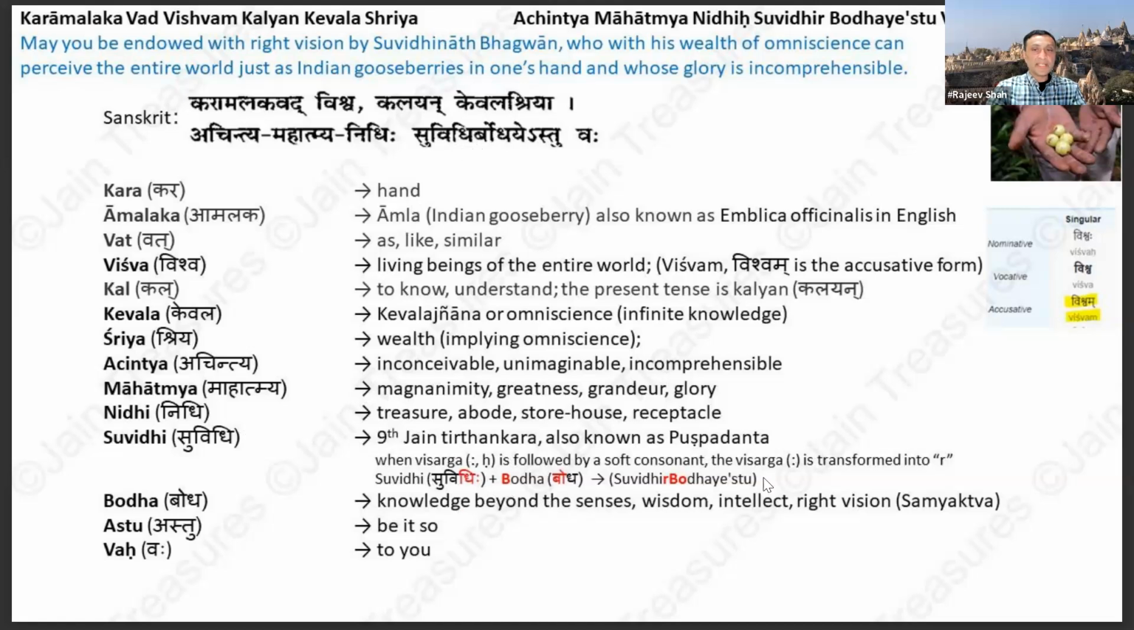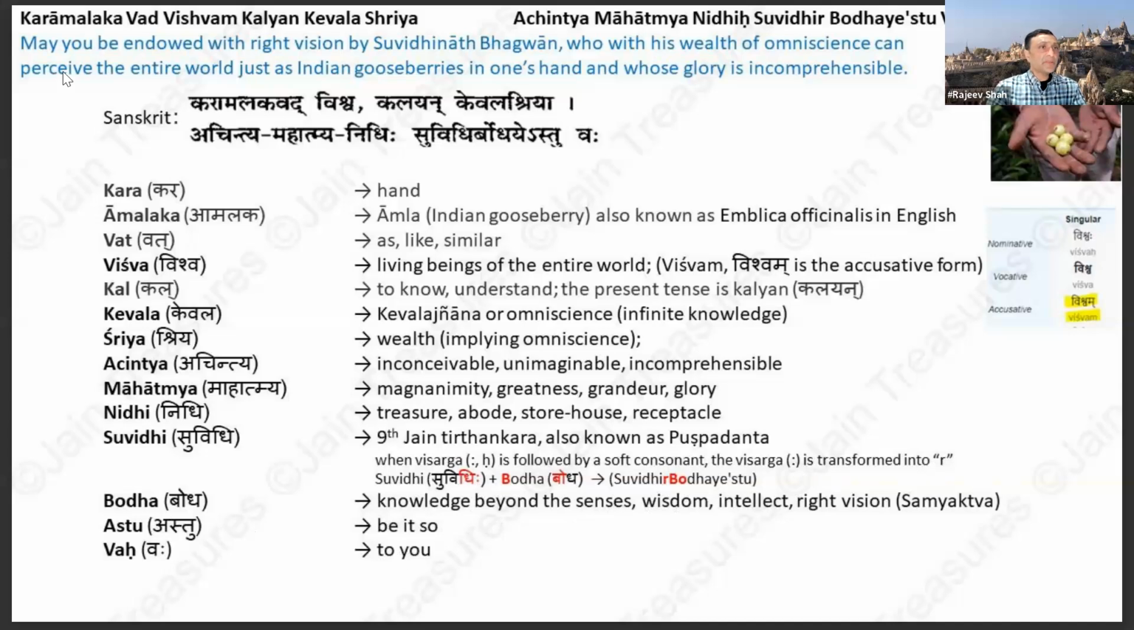When you have a Visarg, and then you've got a soft consonant, not a hard consonant, because Ba is a soft consonant, then you drop the Visarg and you add a Ra. So you can see here, Suvidhi, there is a Visarg here, the 2 dots. And then you want to combine it with Bodha. So then you remove the Visarg. So you'll say Suvidhir Bodhayestu. Bodh means knowledge beyond the senses, wisdom, intellect. Astu means be it so, and Vaha to you.